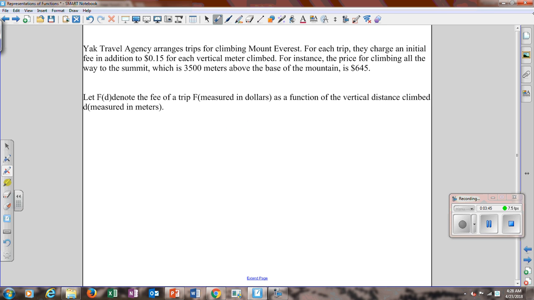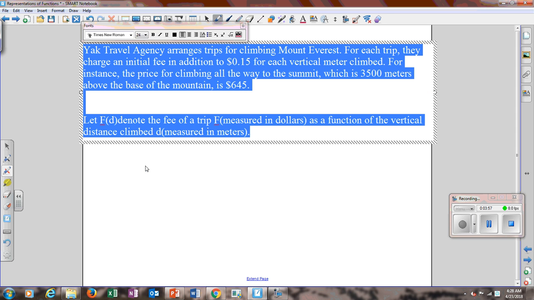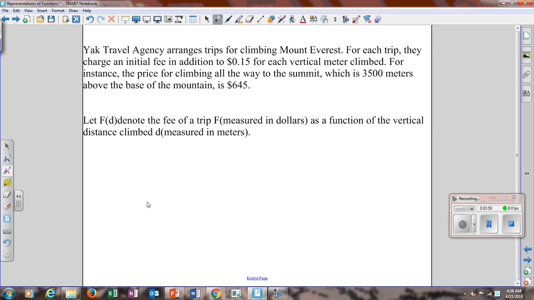Yak Travel Agency arranges trips for climbing Mount Everest. For each trip, they charge an initial fee in addition to 15 cents for each vertical meter climbed. For instance, the price for climbing all the way to the summit, which is 3,500 meters above the base of the mountain, is $645. Let F of D denote the fee of a trip. F is a function of the vertical distance climbed, D.